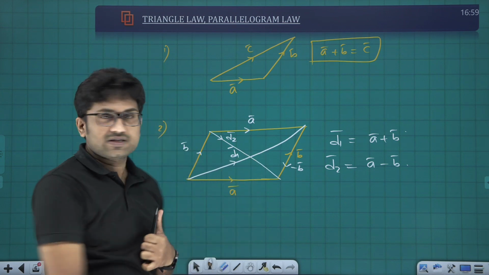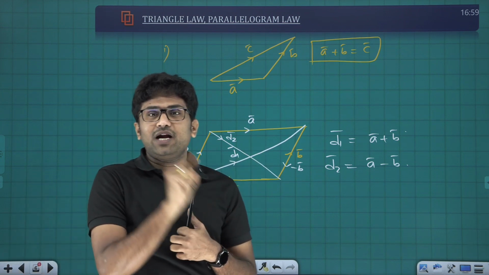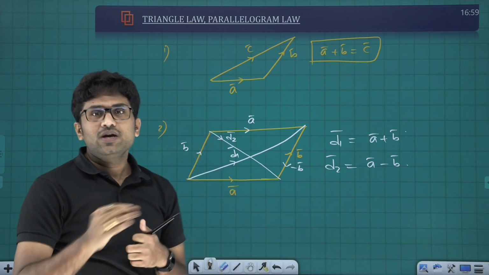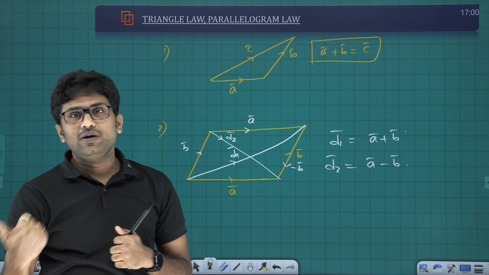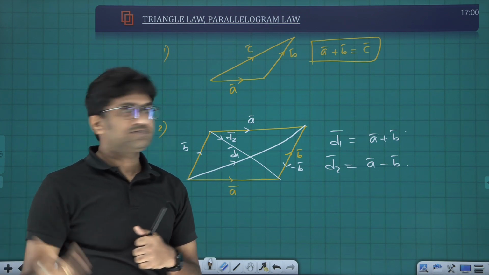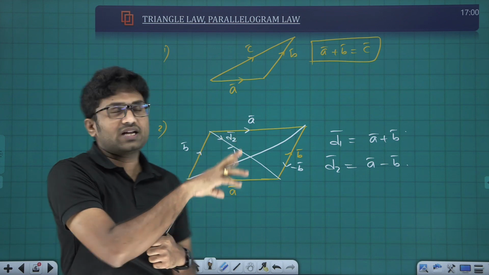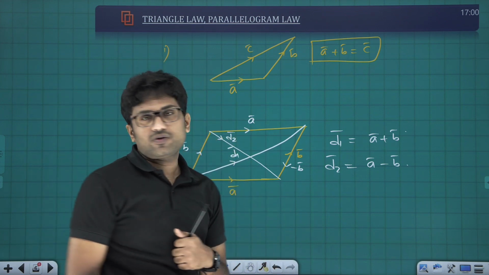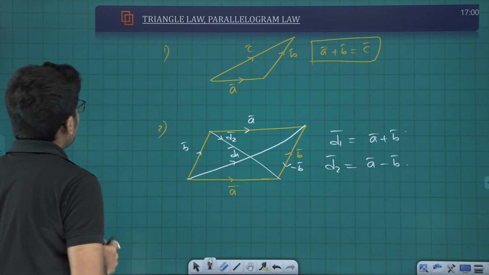So just remember this. If A bar and B bar are any two adjacent sides of a parallelogram, then their diagonals will be, one A bar plus B bar, one A bar minus B bar, or B bar plus A bar, B bar minus A bar. Anything is fine. Whereas in the triangle law of vectors, the resultant of two vectors is given by the third side, and A bar plus B bar is equal to C bar.